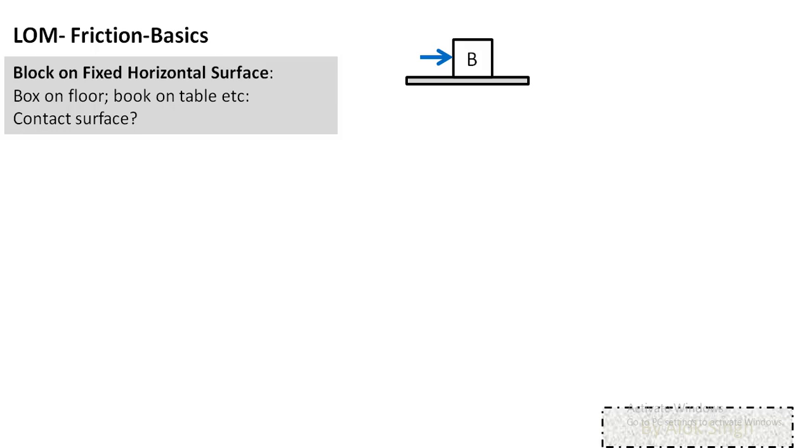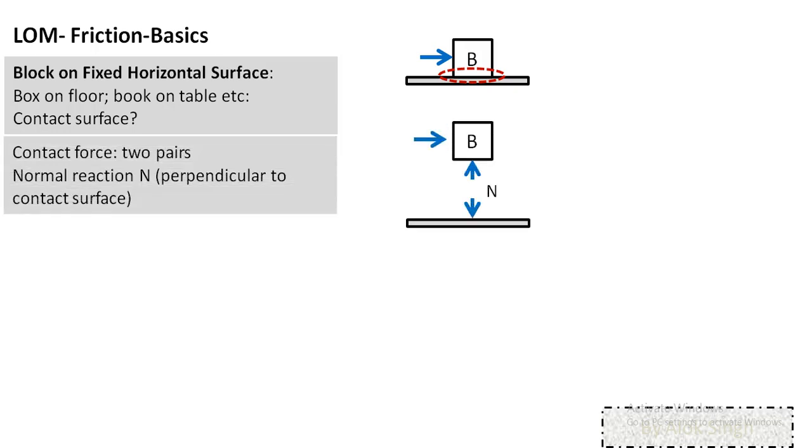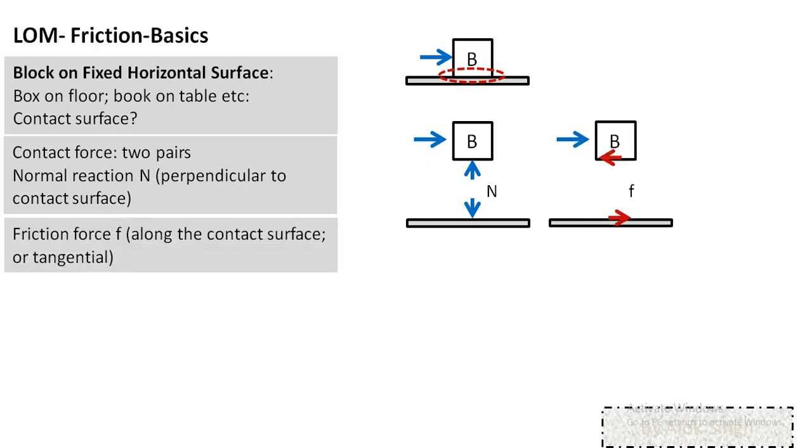Now, what is the contact surface? As you notice here, there are two surfaces which are in contact, one from object B, another from the floor. And as we know, whenever there is contact, there are contact forces, and there will be two pairs of contact forces. First one, the normal reaction, N pair. The normal reaction will be perpendicular to the contact surface as shown here, and there will be another pair called friction force. And friction force will act along the contact surface.